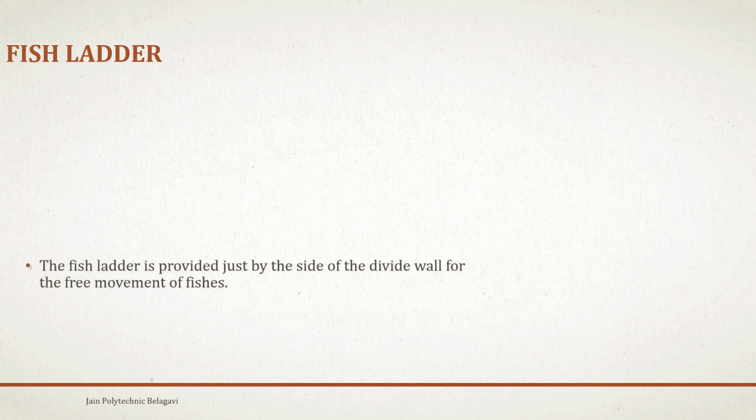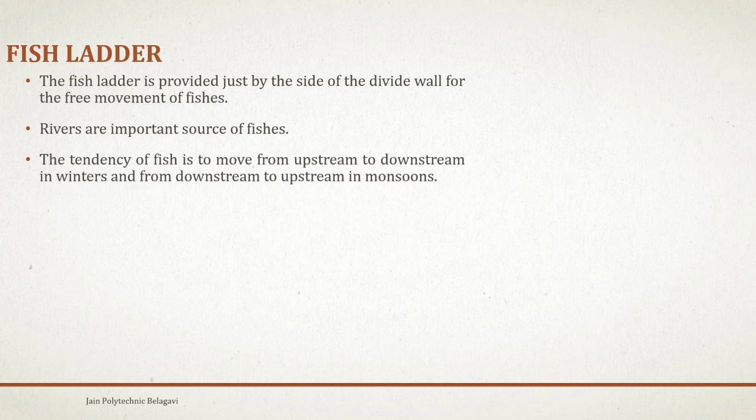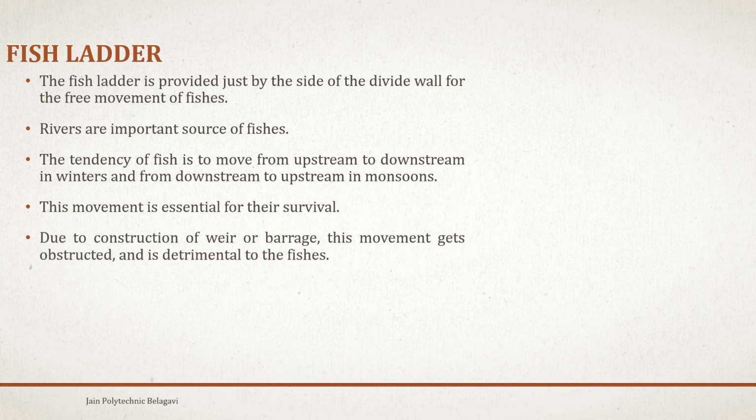Next, we have the fish ladder. The fish ladder is provided just by the side of the divide wall for free movement of fishes. Rivers are important sources of fish. The tendency of fish is to move from upstream to downstream in winters and from downstream to upstream in monsoons. This movement is essential for their survival. Due to construction of weir or barrage, this movement gets obstructed and is detrimental to the fishes.